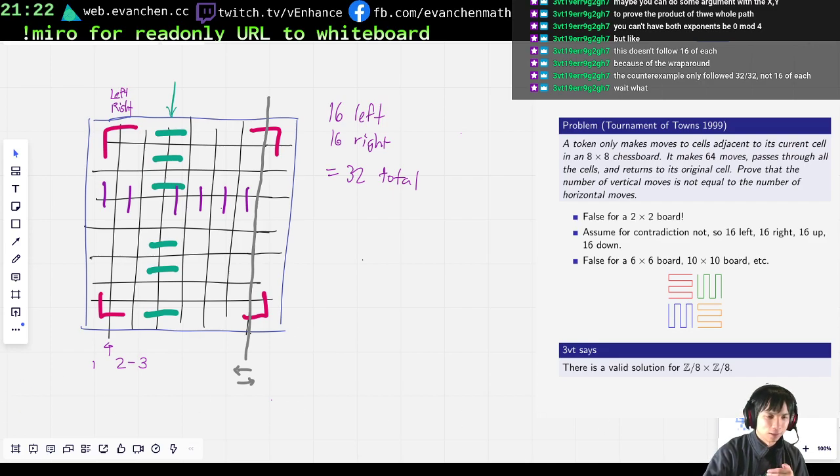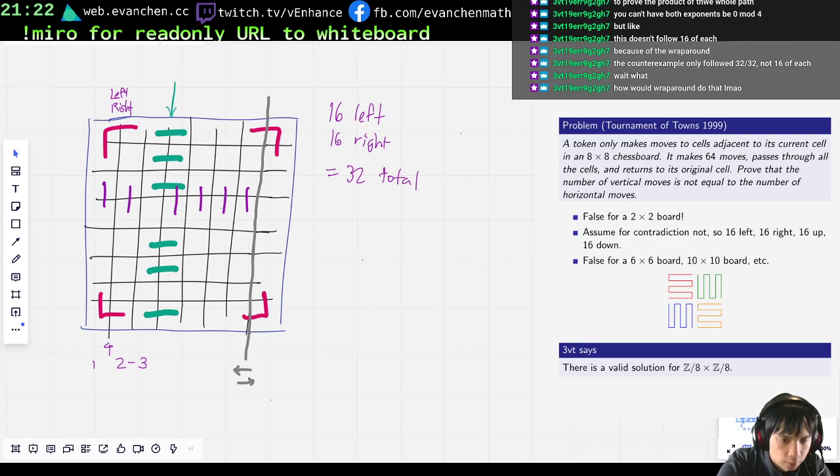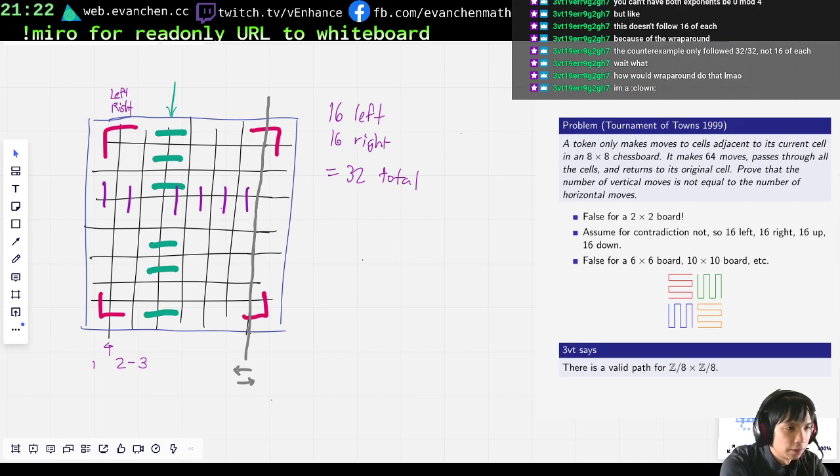Never mind. Okay, so we're gonna delete. Valid. How would wraparound... No, I thought you had 16 left and 16 right. Maybe you can pass through the left edge of the board and end up on the rightmost column.